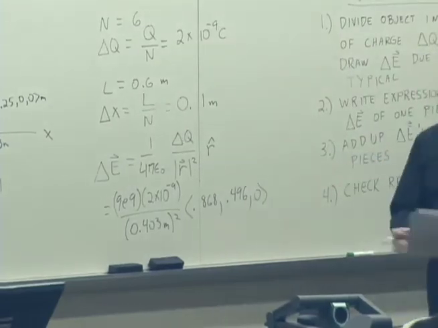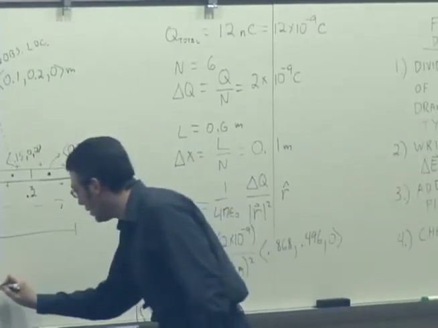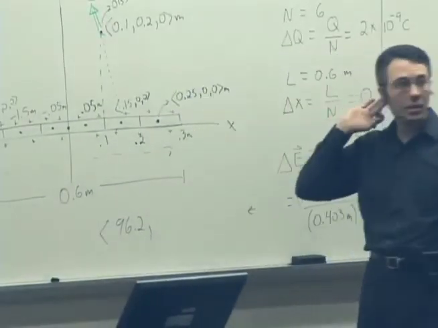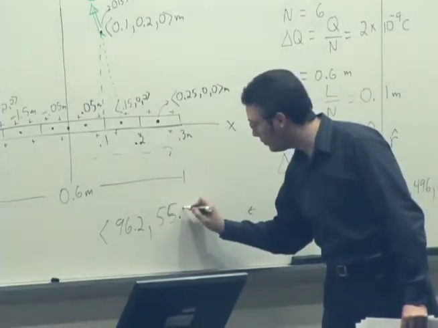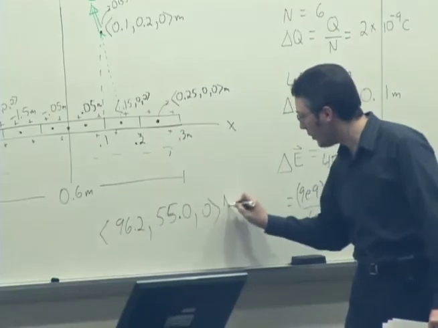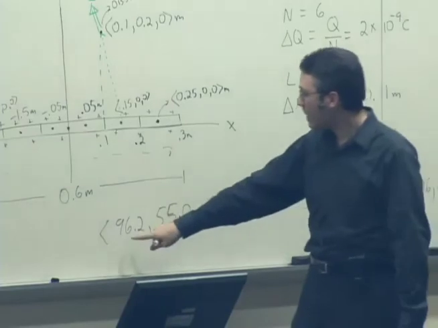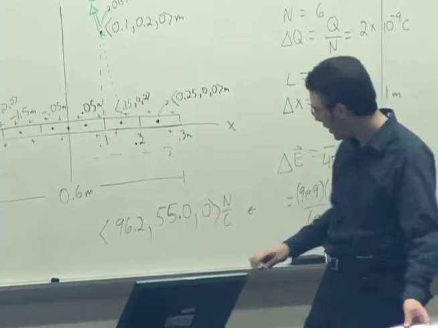What do we get for the electric field vector? 96.2, comma, 54.55, comma 0, and the units are newtons per coulomb. Agree? We all get the same thing? Does this work? Yes, no? Okay, so let's just check it. We get an x component that's positive, a y component that's positive, and 0. So it looks like it's working out, right?